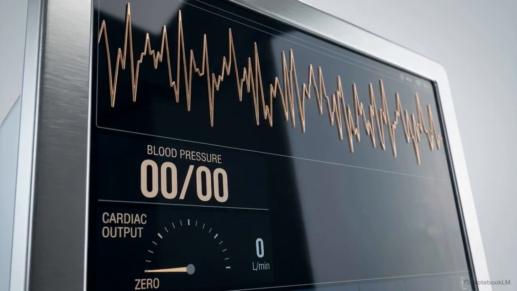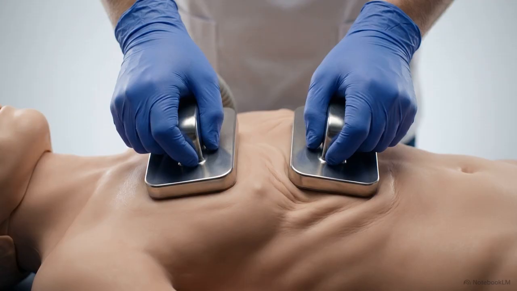In wide complex pulseless rhythms, specifically ventricular fibrillation and ventricular tachycardia, there is no effective cardiac output. These are medical emergencies that require immediate, unsynchronized defibrillation to reset the heart's electrical gradient.